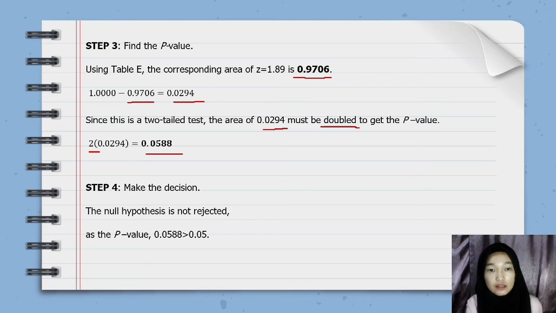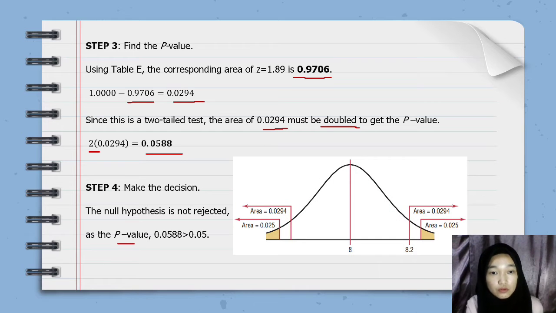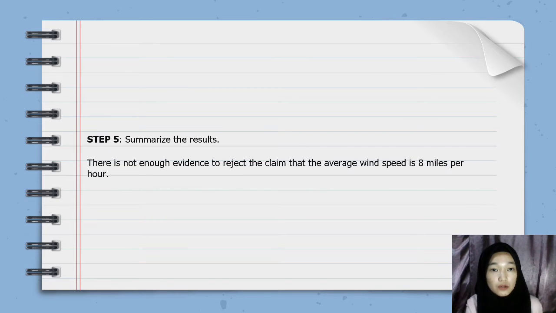Next, step 4, we make the decision. The null hypothesis is not rejected as the p-value 0.0588 is bigger than 0.05. We can see it in this normal distribution curve. Finally, step 5, we summarize the results. We can simply say that there is not enough evidence to reject the claim that the average wind speed is 8 miles per hour. That's all from me.